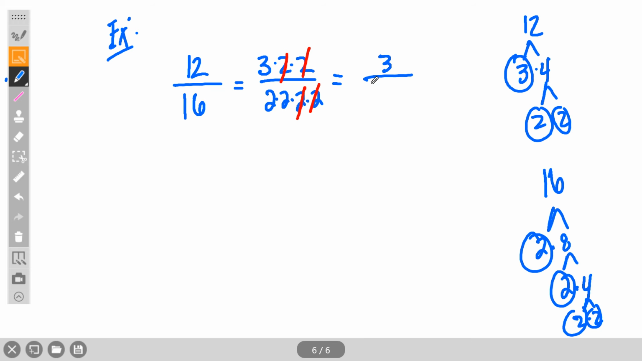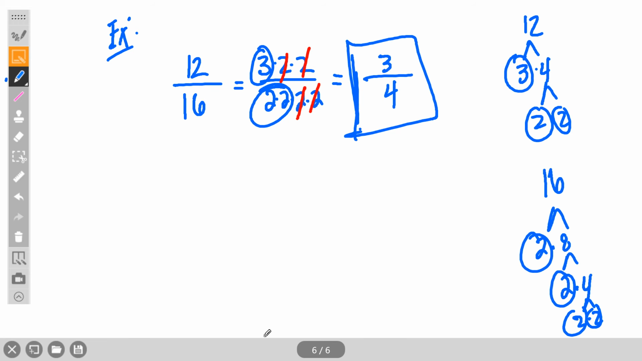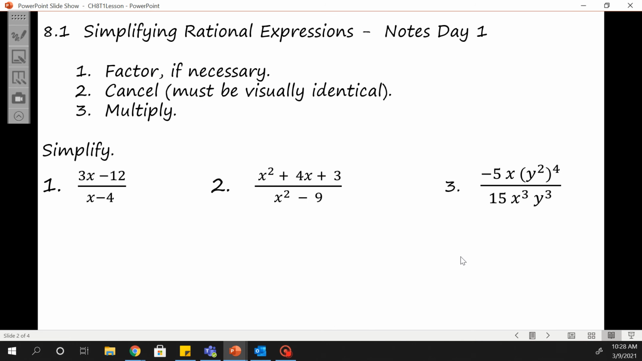So to get our simplified expression, we just put it all back together. 3 is all we're left with in the numerator. 2 times 2, or 4, is what we're left with in the denominator. So 12 over 16 simplifies to 3 over 4. Those are essentially the steps that we're going to be looking at to simplify rational expressions, the same way we would simplify just a regular fraction.